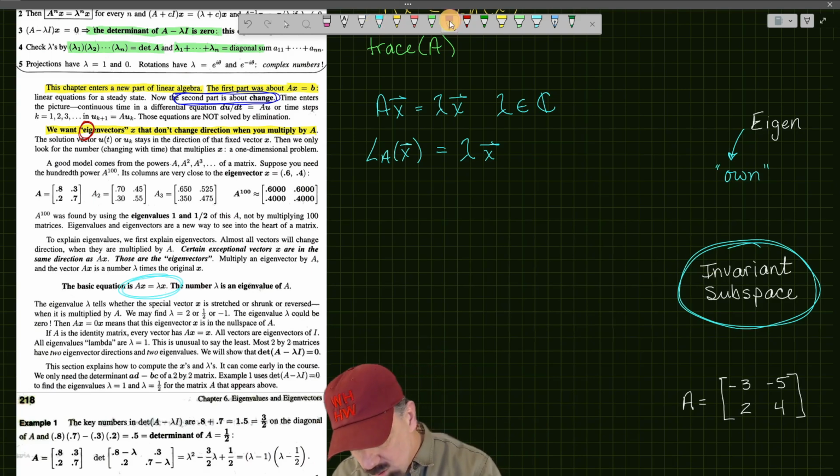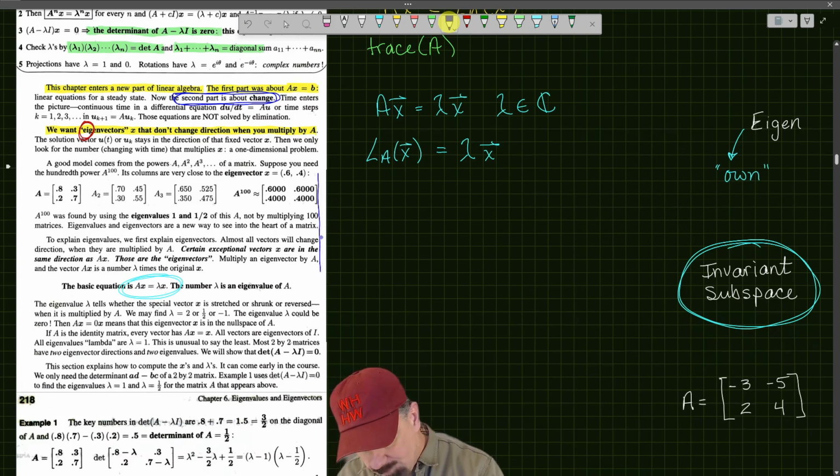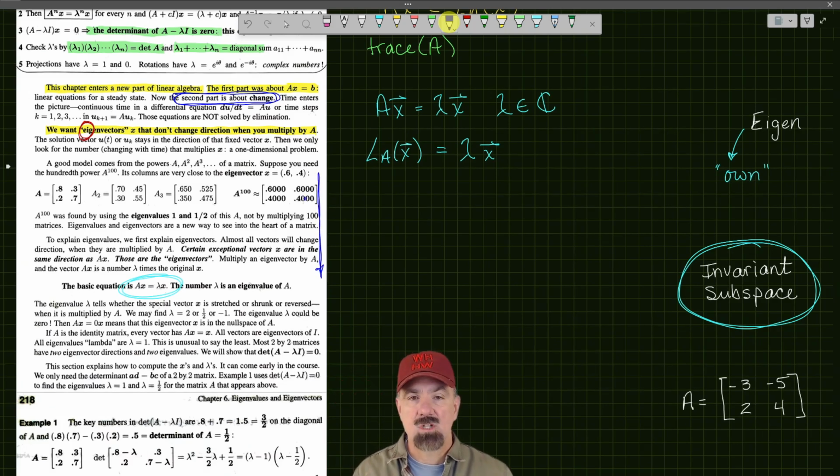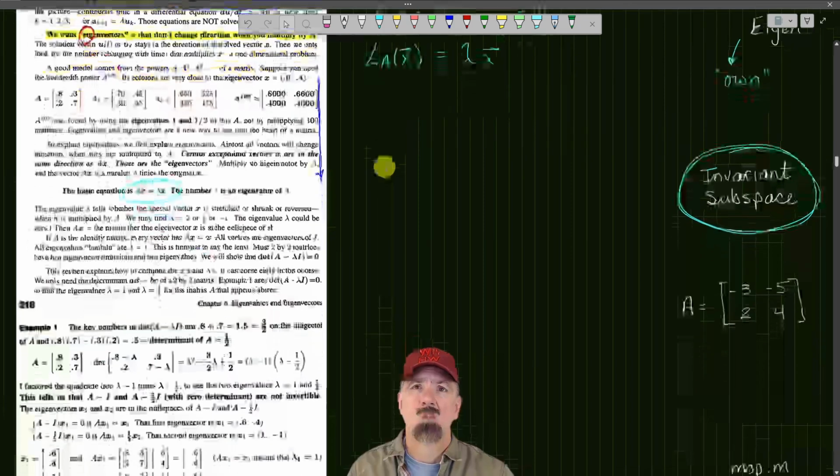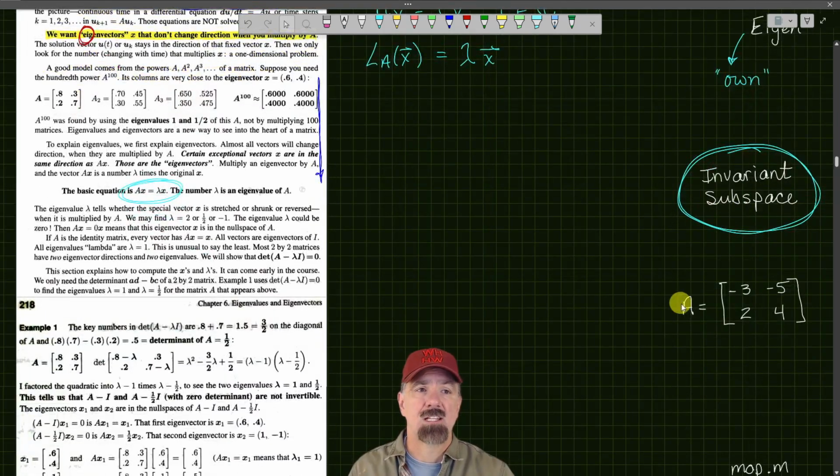He talks through this information, and we're going to use his Markov example, which he uses regularly throughout this section. We'll talk about Markov matrices at the end of the course. That's okay. The examples are wonderful. Let me give you an example of what it is we're talking about when we talk about invariant subspace.